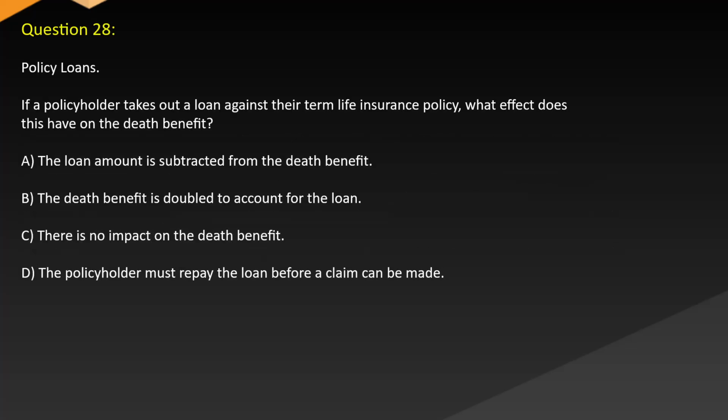Question 28. Policy loans. If a policyholder takes out a loan against their term life insurance policy, what effect does this have on the death benefit? A. The loan amount is subtracted from the death benefit. B. The death benefit is doubled to account for the loan. C. There is no impact on the death benefit. D. The policyholder must repay the loan before a claim can be made.